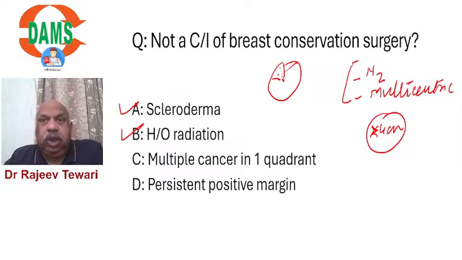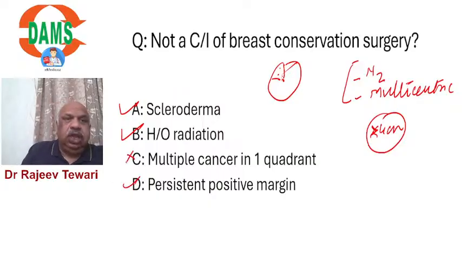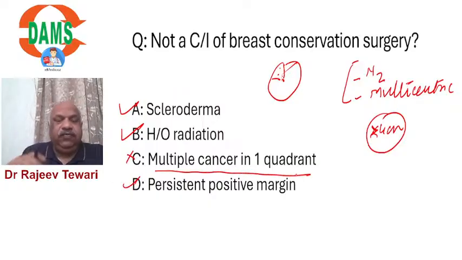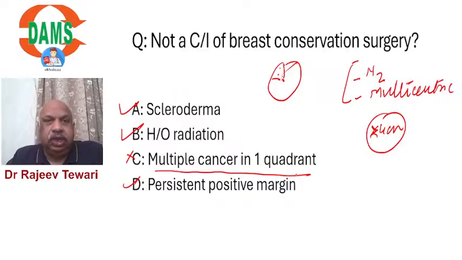Earlier, a centrally located tumor below the nipple areola complex was also a contraindication. Now it's not a contraindication anymore. So multiple cancer in one quadrant, which is multifocal, is not a contraindication. You can do quadrantectomy here, so you can do breast conservation here.